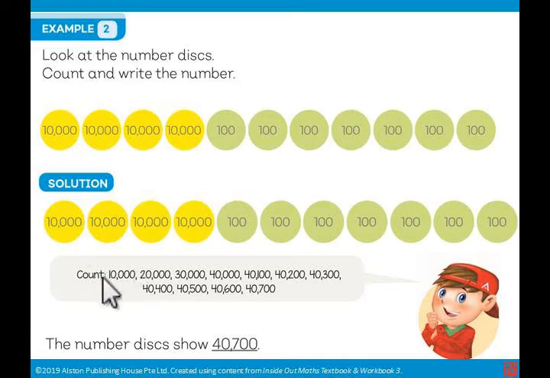If we count 10,000, 20,000, 30,000, 40,000, 40,100, 40,200, 40,300, 40,400, 40,500, 40,600, 40,700. So the number this disk shows is 40,700. Do you understand?